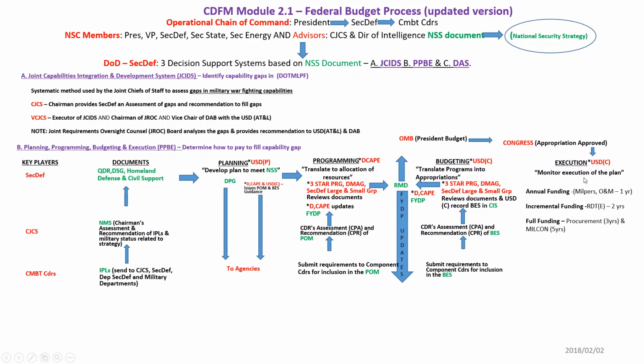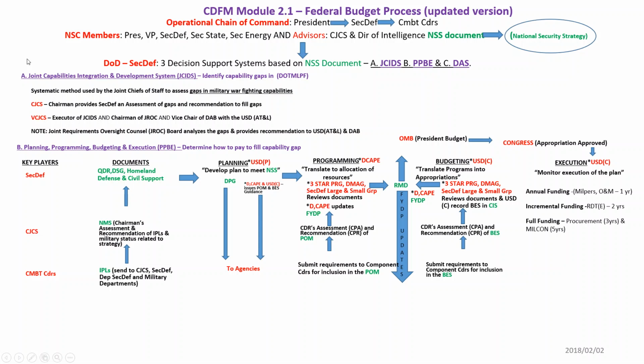So you monitor execution of the plan in the execution phase. As you notice, the budgeting and the execution phase of the PPBE is the responsibility of this guy, the USD Comptroller. So we have annual funding, MILPERS, O&M is 1 year, incremental funding, research, development, technology, and equipment, RDT&E are 2 year appropriations, full funding, procurement, and there's different types of procurements, and shipbuilding, Navy, and military construction are 5 year appropriations. All right, so that's the PPBE in a nutshell.